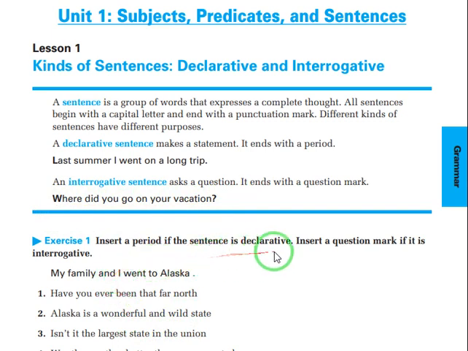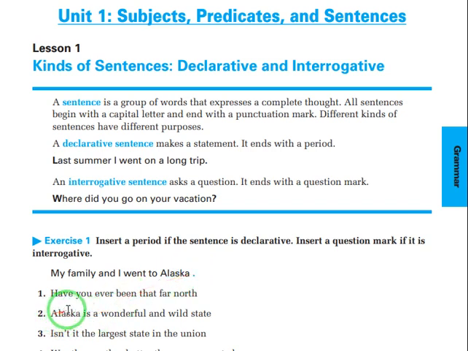Insert a period if the sentence is declarative. Insert a question mark if it's interrogative. They gave us the example first. My family and I went to Alaska. What are they doing here? Are they telling us or asking? Of course, they are telling us. So this is a declarative sentence and it ends with a period.